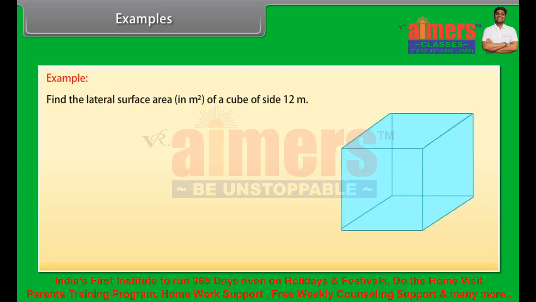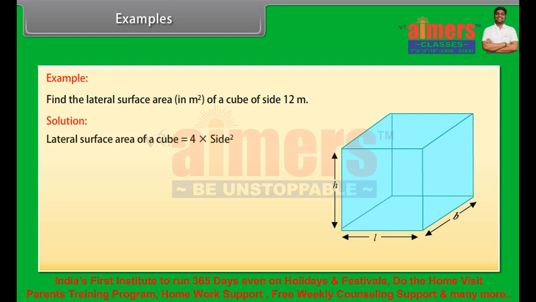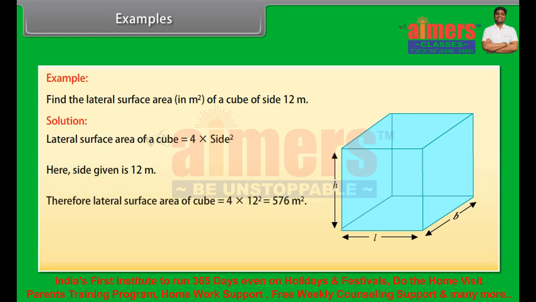Example. Find the lateral surface area in meters squared of a cube of side 12 meters. Solution. We know that the lateral surface area of a cube is equal to 4 × side². Here the side given is 12 meters. Therefore, the lateral surface area of the cube is equal to 4 × 12², which equals 576 meters squared.